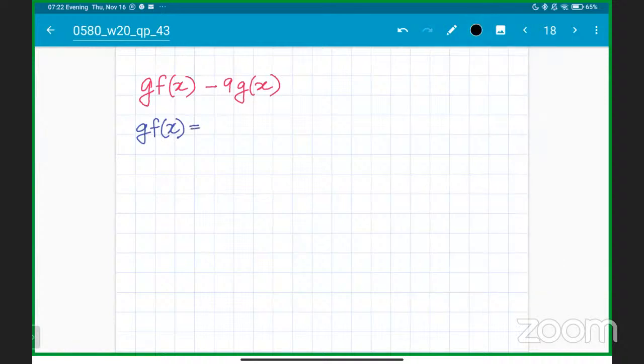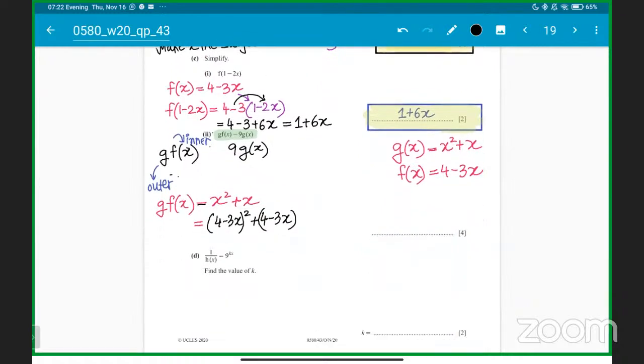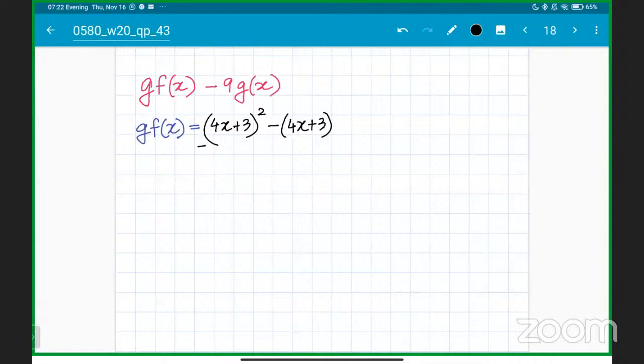We already got from the previous page that g(f(x)) is (4 minus 3x) whole square plus 4 minus 3x. Got it right? This was the answer that we got. And now we open and expand. Make sure everyone knows how to expand. So (4 minus 3x) into (4 minus 3x), and the plus (4 minus 3x) keep as separate for the moment.